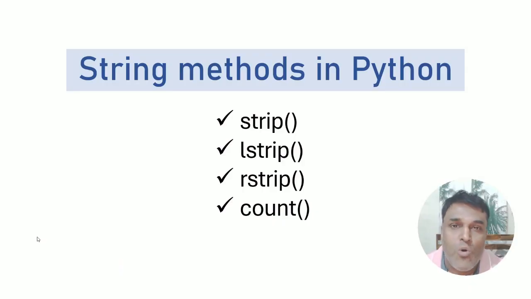In today's video, we are going to learn about four important string methods in Python. The first is the strip method. Then the second is lstrip. Third is rstrip. Now lstrip and rstrip are just a variation of the strip method. And then we are going to understand the count method. We are going to take many cases because the strip method can be very confusing at times. So without wasting any further time, let's get started.